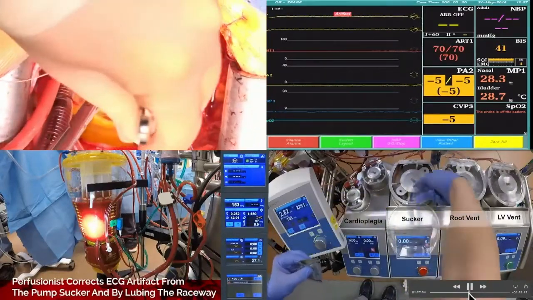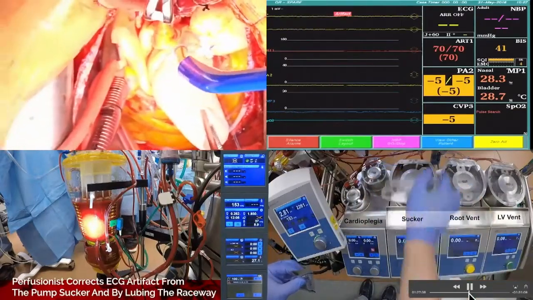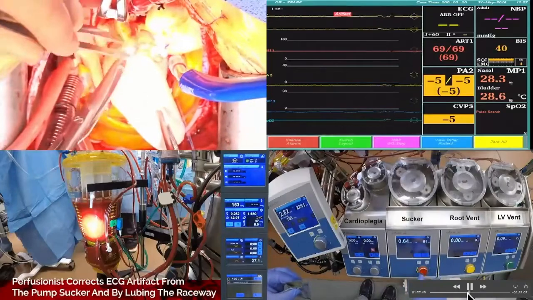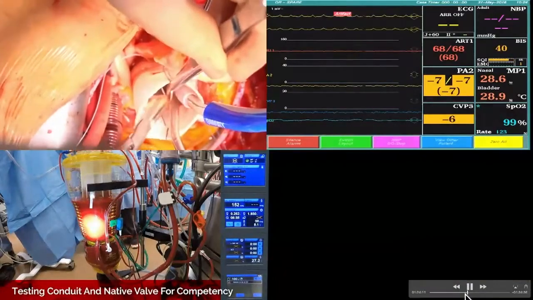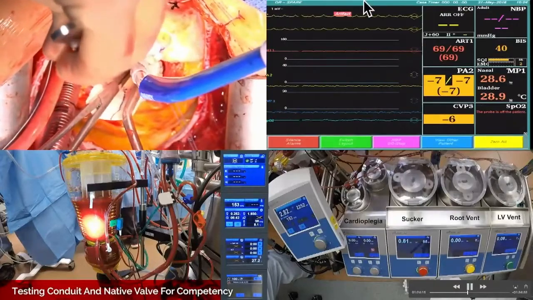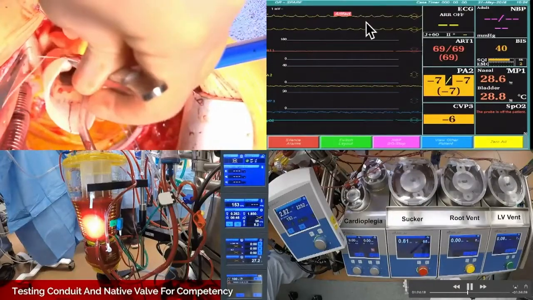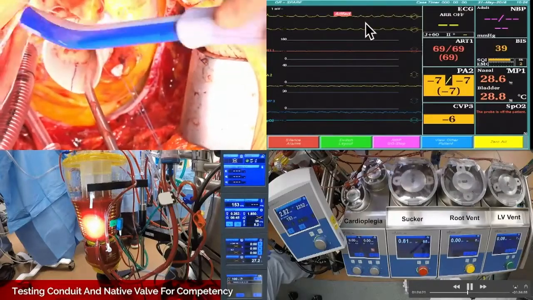And you can see when he turns the sucker off, the EKG is flat. Wait, go back, because you see... Let's go back just a few seconds. Okay, right here. Look at the artifact right here. It almost looks like the heart's beating, and that can be pretty confusing if you're thinking there's electrical activity.